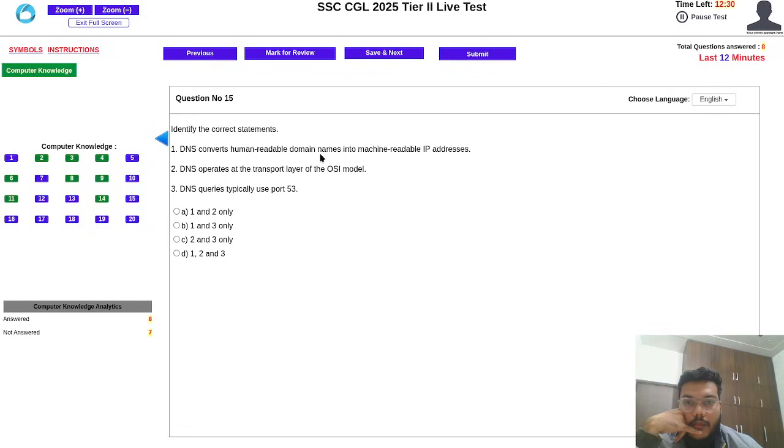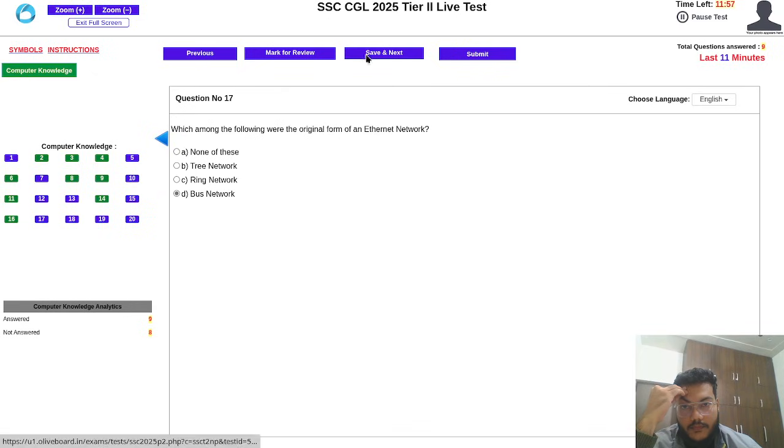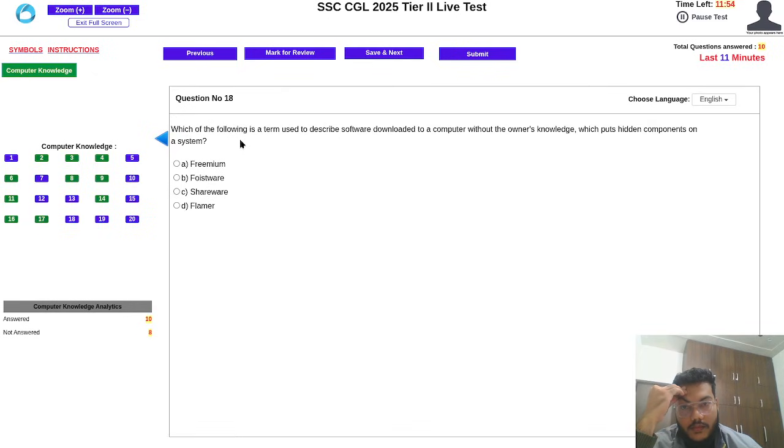DNS converts human readable domain names into machine readable IP addresses. In Chrome, which of the following keyboard shortcuts will open the downloads window? Which among the following were the original form of an internet network? Which of the following is a term used to describe software downloaded to a computer without bugs, which proceeds and components on the system?